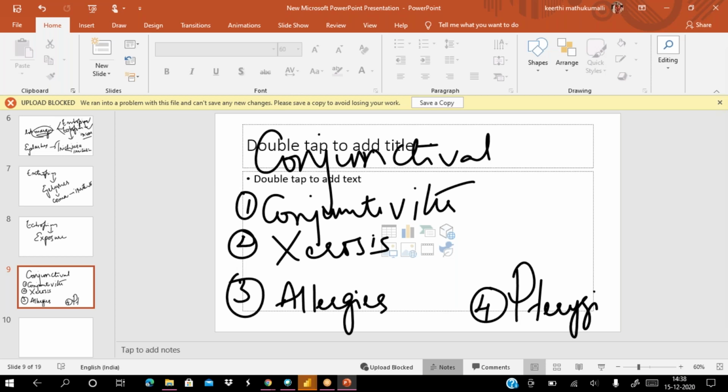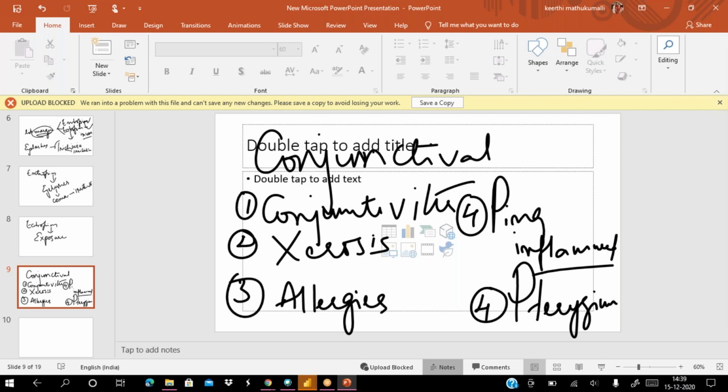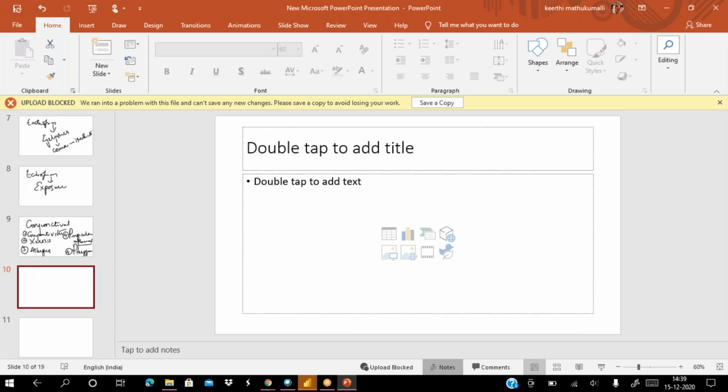Pterygium. An inflamed pterygium will cause red eye. Okay, you see inflamed pterygium cases, right? I think people don't have any practical knowledge because of this corona. Okay, so inflamed pterygium, and one more thing is pinguecula. Okay, all these things will cause red eye in the conjunctiva.